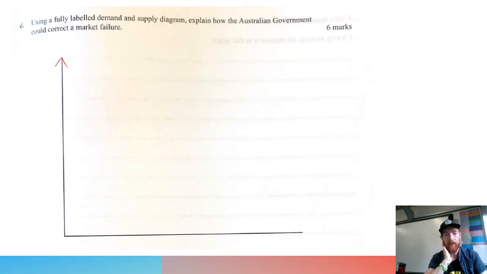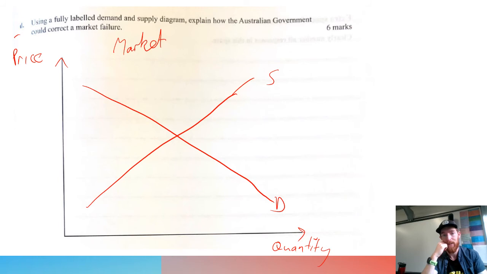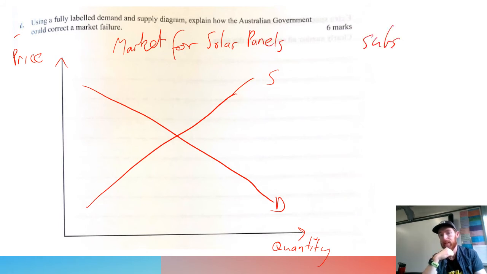a market failure. So we're going to go with that fully labeled diagram first to start with. You've got price, you've got quantity, you've got your demand line, your supply line. So let's think of a market failure. What I would have gone with in this is the market for solar panels, because then you can talk about subsidies. And you could go subsidies on consumption or production. I'm going to go for subsidies for production in this case.